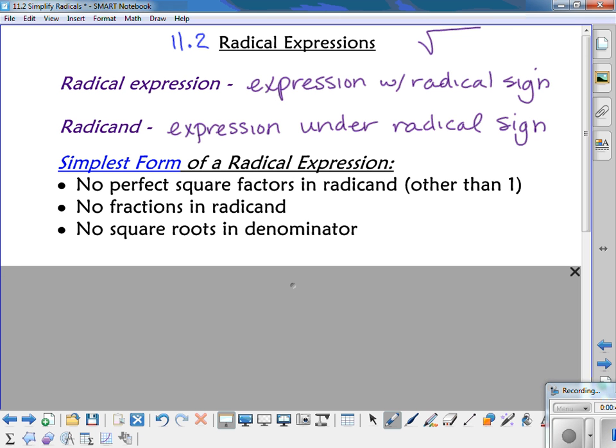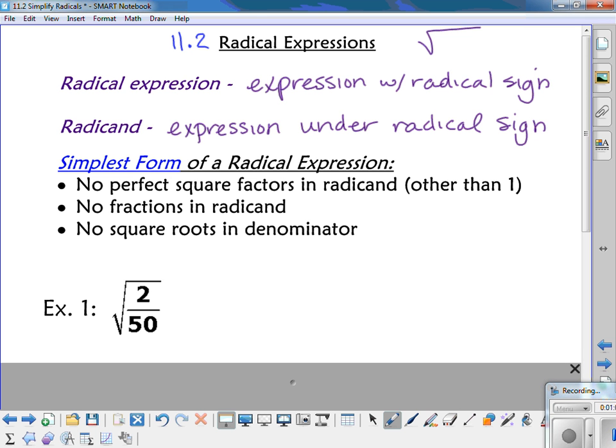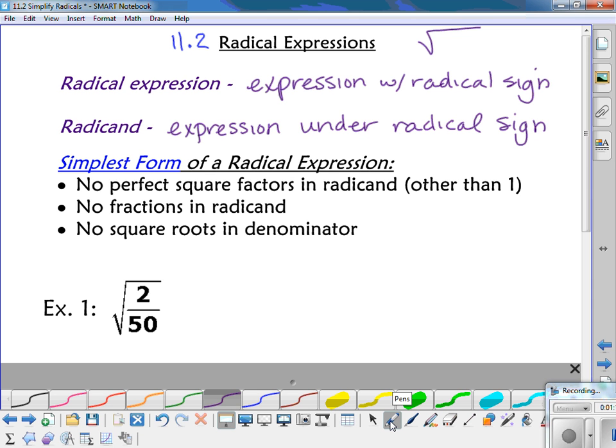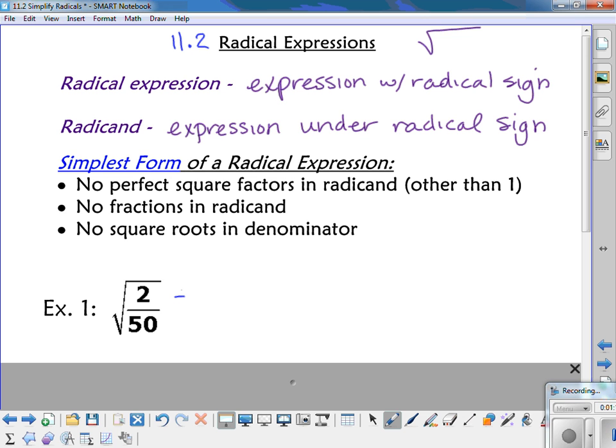So in order to be in simplest form, that means that there can be no perfect squares in the radicand other than one, no fractions in the radicand, and no square roots in the denominator. So for example, here I've got the square root of 2 over 50. Well, neither of those is a perfect square, but I notice that that's a fraction I can reduce, right? You guys agree I can reduce that? Yes, I can just divide them both by 2.